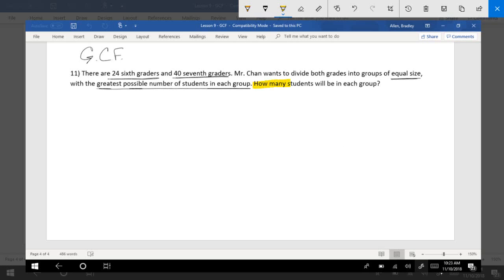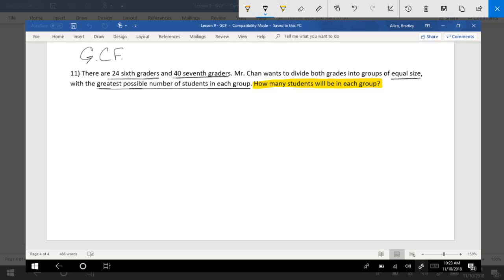I personally am a big fan of highlighting the actual question in these sorts of greatest common factor story problems, because there's a lot of questions that can be asked. Some of these questions will have multiple parts, multiple questions. So I like to highlight so that at the end I can go back and check and see if I've actually answered the question. So let's go through this.